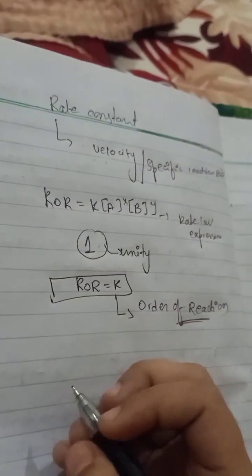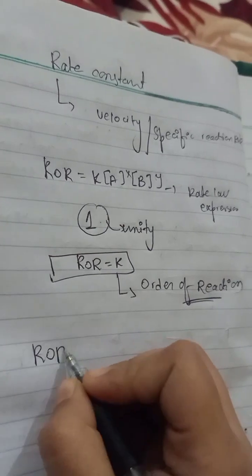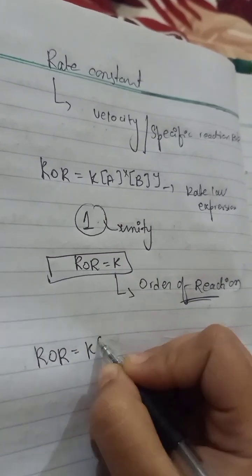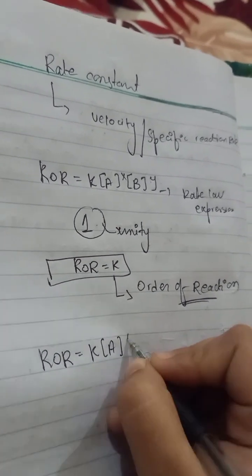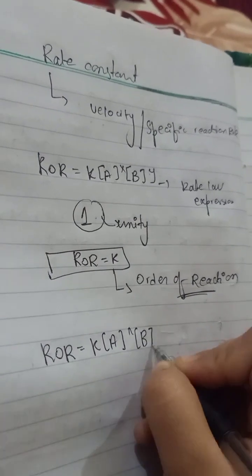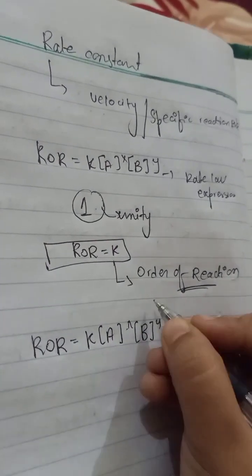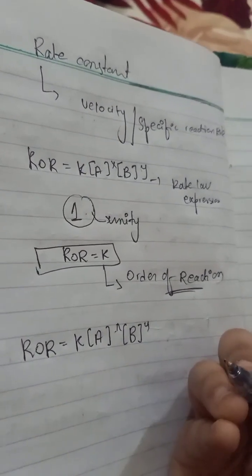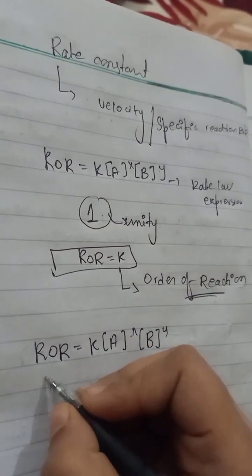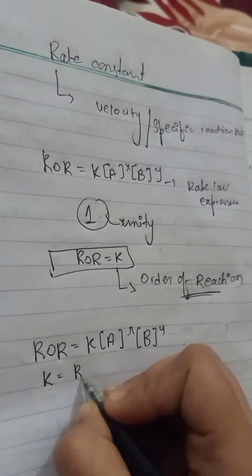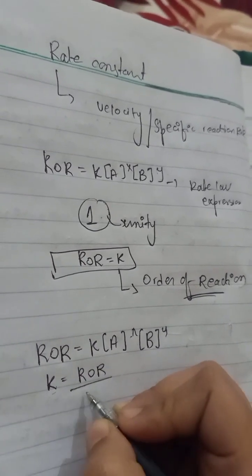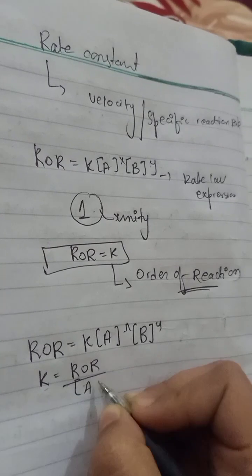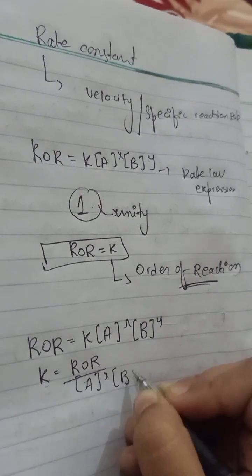For example, we have the rate of reaction equal to K, taking the concentrations of reactants A and B. Here x and y are the orders of reaction, and these are basically experimental values. If we have to find K, we can write rate of reaction equals K[A]^x[B]^y.